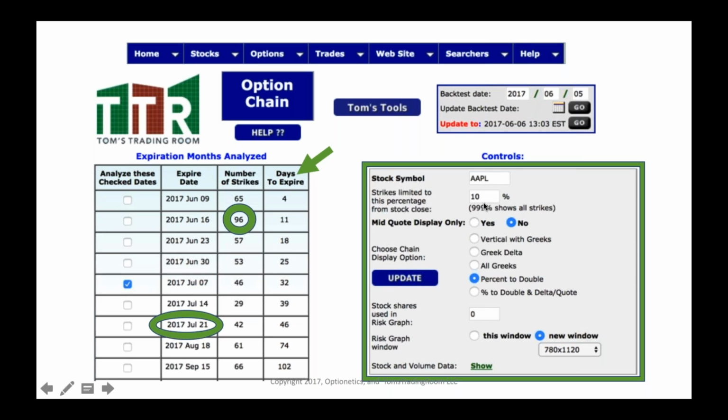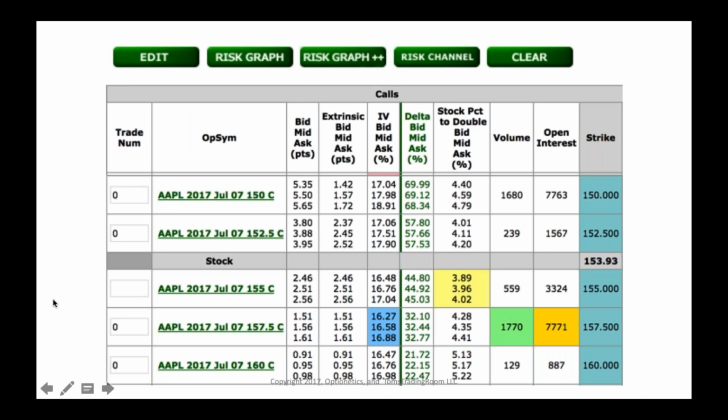And I can also change my Apple to any stock symbol, and then how far up or down from today's stock close do I want to look. From there, that gives me the data that I need to start looking at options. These are the strike prices very recently on Apple. These are the 2017 July.